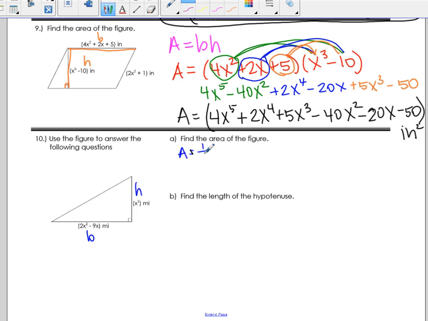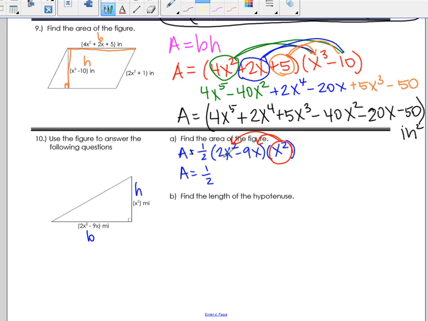So area is 1/2 times my base, which is 2x squared minus 9x, times my height, which is x squared. So I'm going to take care of my parentheses first before I take care of the 1/2. So my area is going to be 1/2. And in this case, I am going to multiply backwards because I just have a monomial times a binomial. So it doesn't matter. You get the same answer either way.